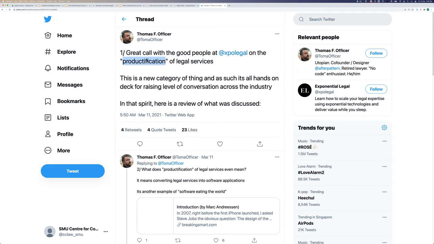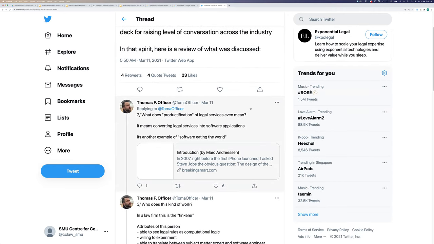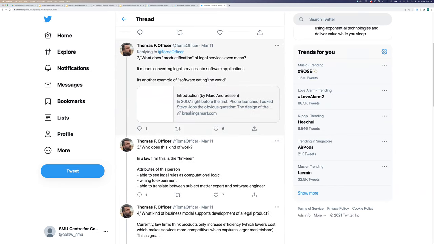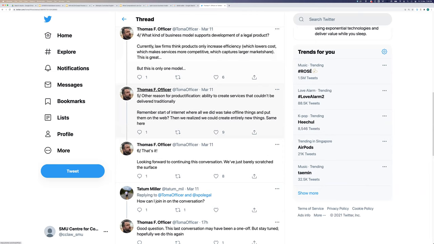So the question is, how do you productize this kind of service in such a way that a machine can deliver it and the dentist can go on holiday and you don't have to worry? You can still get your dental needs met. And so Thomas Officer, the founder of some legal tech startup, talked about how software eats the world. His big idea is that the generativity is the really interesting piece. There is the ability to create services that couldn't be delivered traditionally.